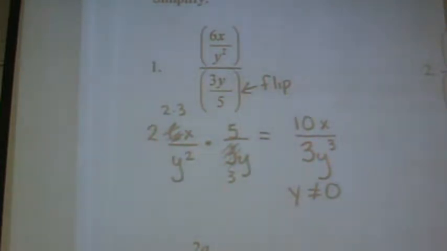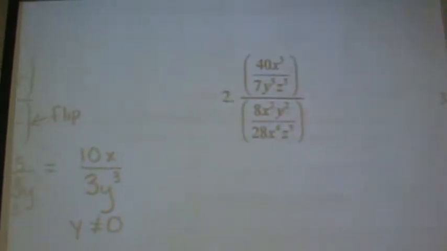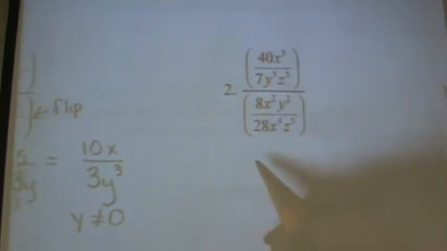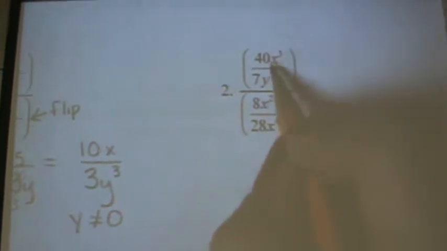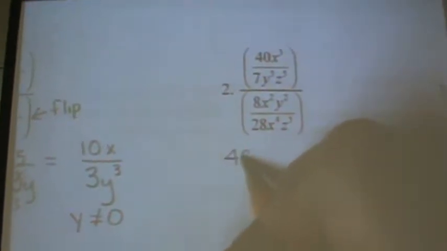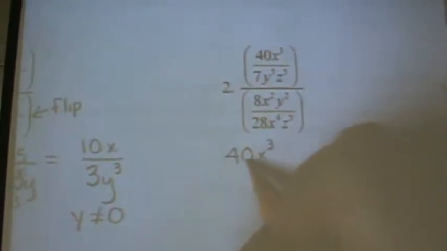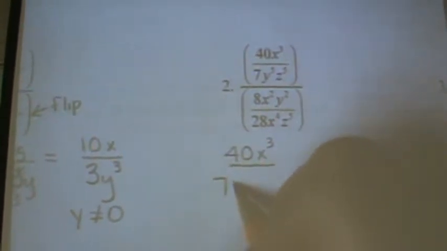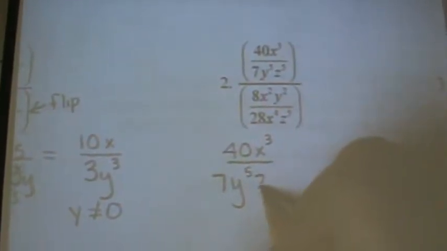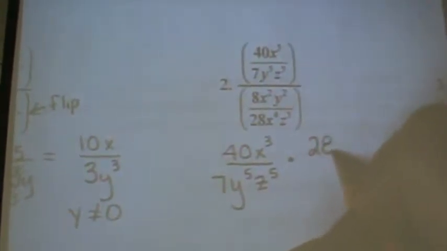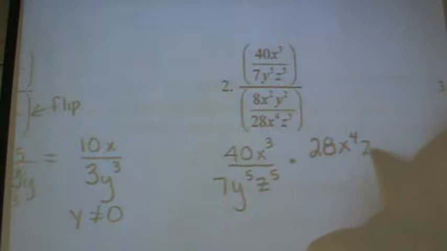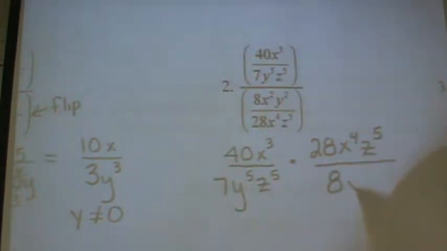You do number 2. We're going to do them all. Okay, number 2. This one, we have one fraction in the numerator, one fraction in the denominator. So you've got 40 x to the third over 7 y to the fifth z to the fifth. We're ready to flip it. 28 x to the fourth z to the fifth over 8 x squared y squared.